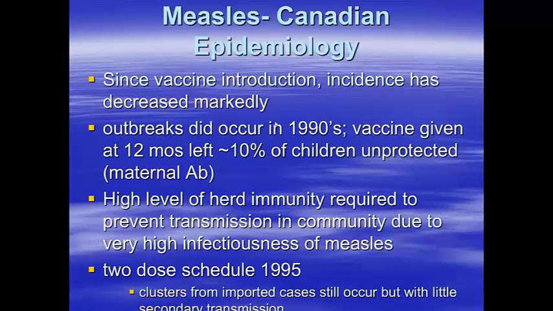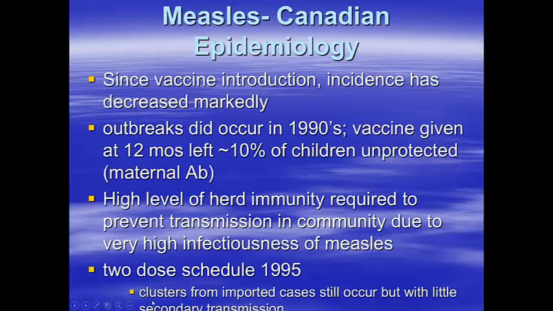In Canada, since the vaccine was introduced, the incidence has dropped a lot. There are still sporadic outbreaks, as shown as recently as November 2013. And we've mentioned that a high level of herd immunity is required to prevent transmission just because of how highly contagious this virus is. We give 2 doses of the measles vaccine, and that's been in place since 1995. A single dose protects most people, but not everybody. So the second dose is meant to catch those people who weren't immune after one dose.